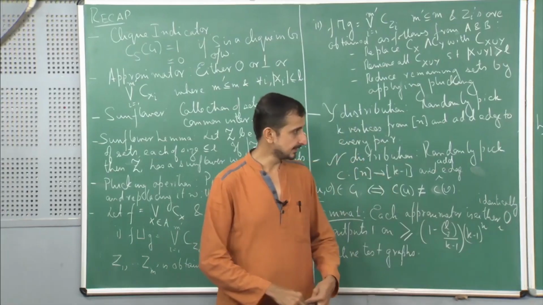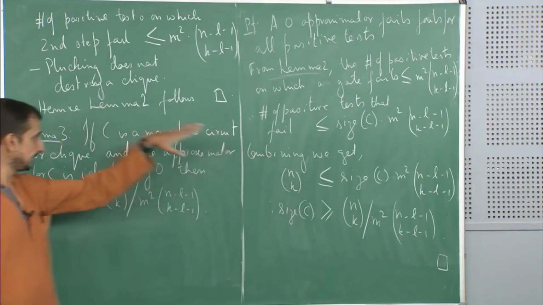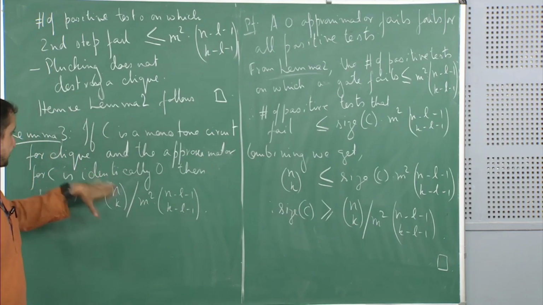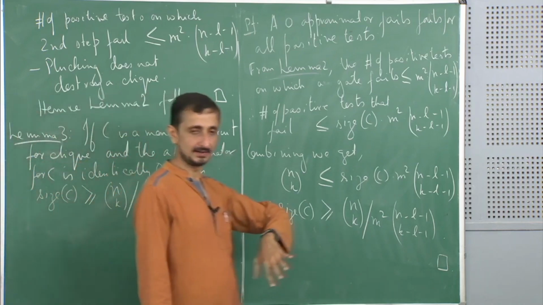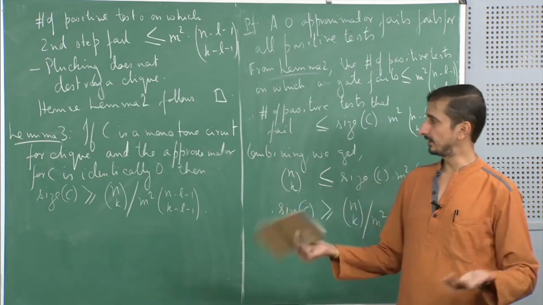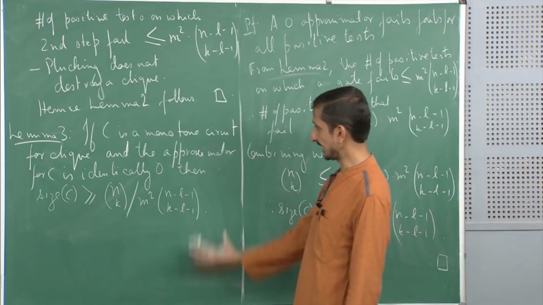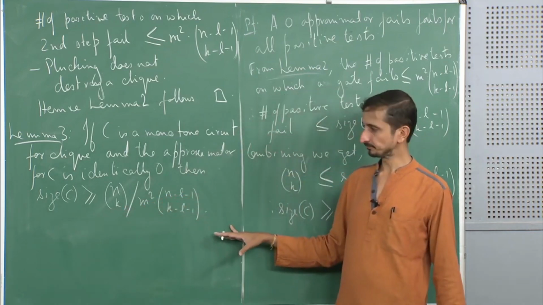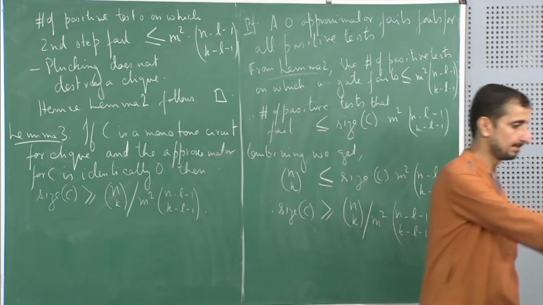So, what we have established is that the size is at least this quantity in one case. What is that case? When the approximator is identically 0. Now, what happens if the approximator is not identically 0? These are the two cases that we will consider, and that would suffice. So, now let us move to the second part, that is, we want to establish a similar lower bound, but when the approximator is not identically 0.